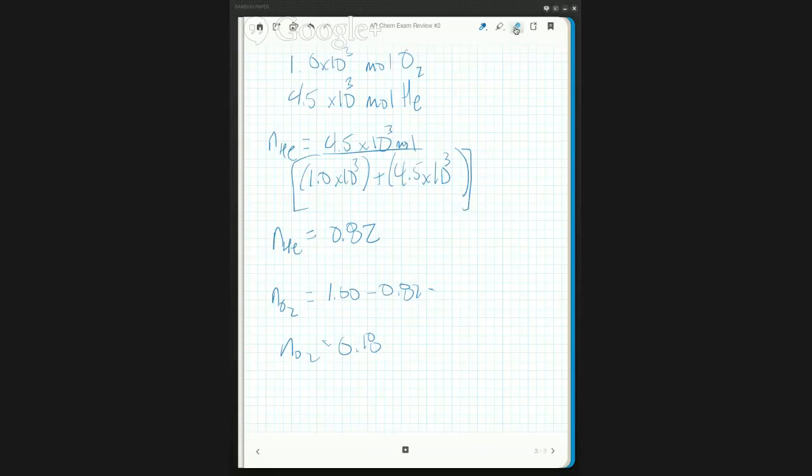Actually, what I should have done, if you guys remember, I forgot to add, I should have done it with the X. So if we had the X, this is the mole fraction of helium, mole fraction of oxygen. So hopefully that answers your question. It's a little bit easier if I had an actual problem to solve it with.